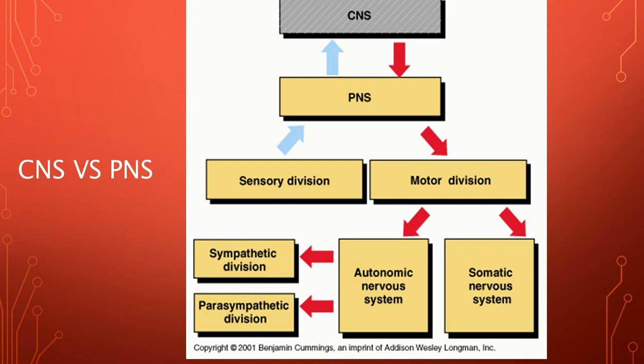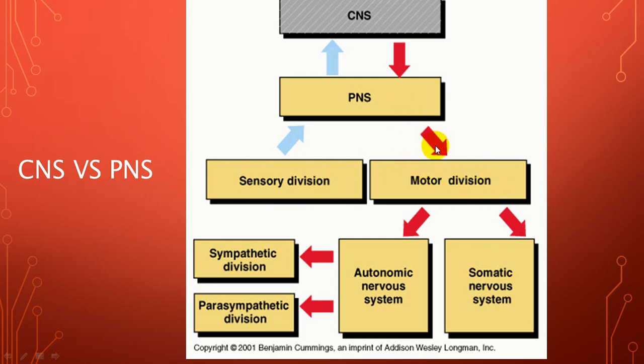But now we're going to move on to the peripheral nervous system. So if you see right here, the CNS is the brain and the spinal cord, right? But look at the PNS. Oh my goodness, there's so much to it. So we have two big divisions. The sensory division, what do you think that's responsible for? That would be senses, right? We'll talk about that all next week. Today we're going to talk a little bit about this, the motor division.